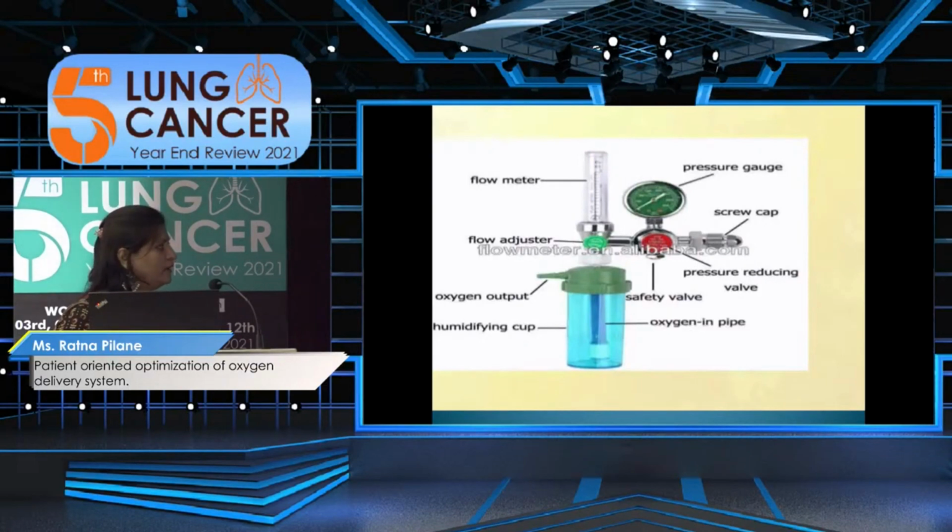This is the humidifying cup. This is the oxygen output where we are delivering the oxygen, and this is the flow adjuster. We are adjusting the flow. This is the humidifier. Whenever you are using the humidifier, there will be 2 lines, minimum and maximum. You should use only distilled water in the humidifier, not sterile water or simple water, because in sterile water there are organic and inorganic materials, whereas in distilled water there is no organic or inorganic material, it is pure sterile water.